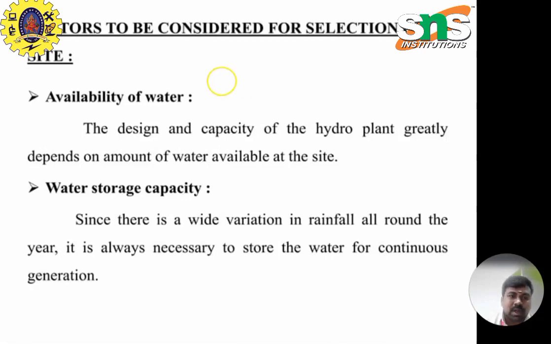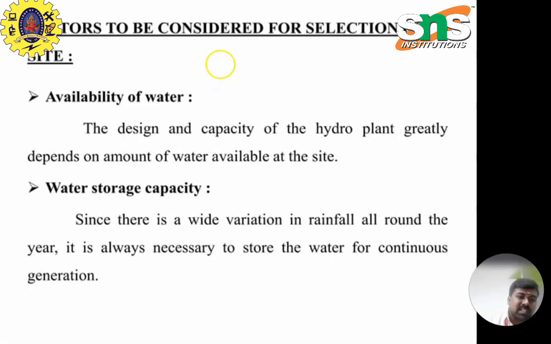The most important is the availability of water, because in the hydroelectric power plant water is used as the energy source. The design and the capacity of the hydro power plant greatly depend on the amount of water available at this site. So based on the availability of water, as already discussed, the power plants are classified into three types: high head, medium head and low head power plants.